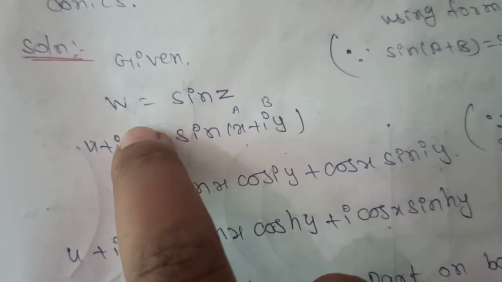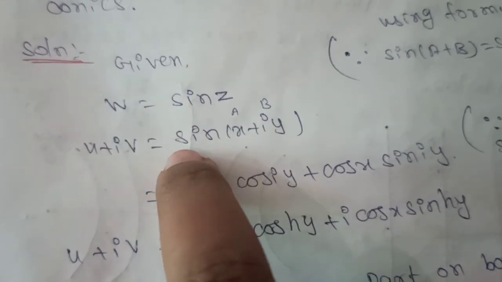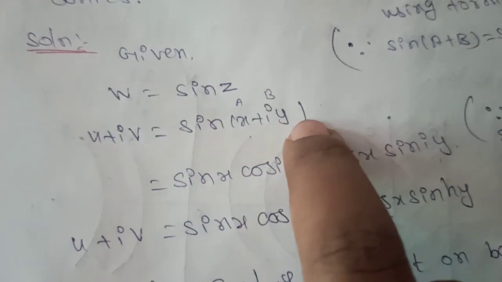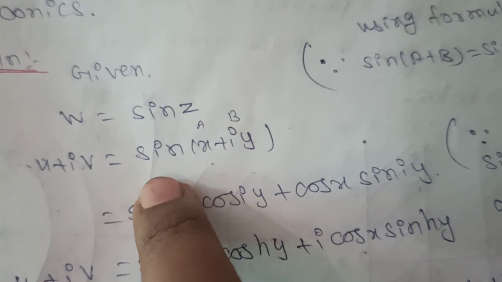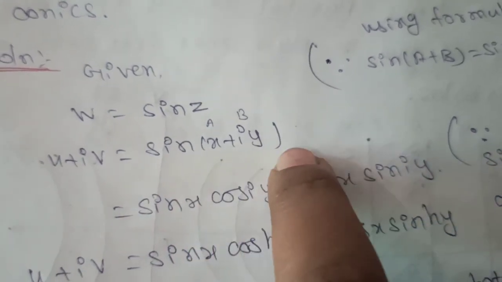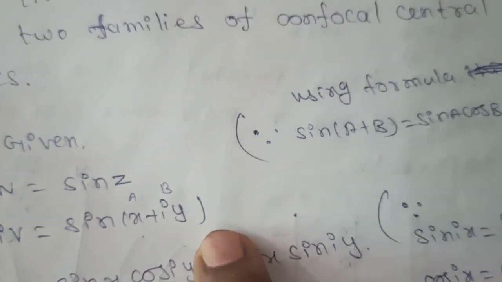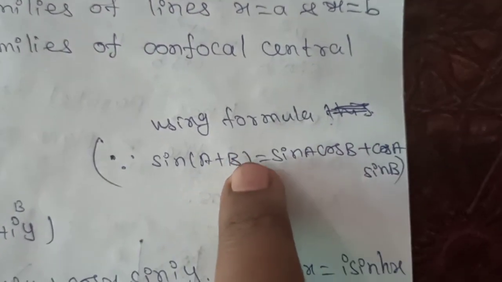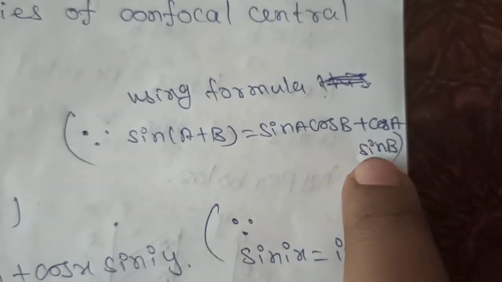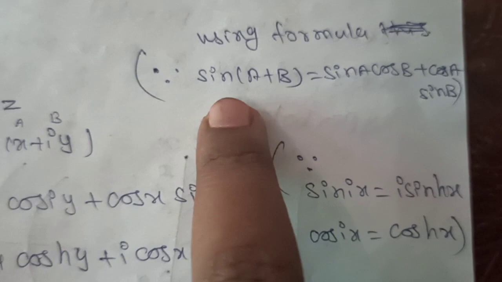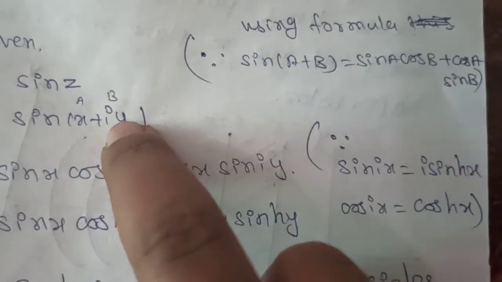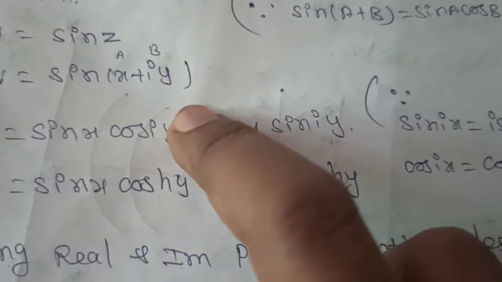The complex value of W is u plus iv, which is equal to sin of the complex value of Z, so we substitute x plus iy. The right side, sin of x plus iy, is based on the sin of a plus b formula. What is the sin of a plus b formula? Sin a cos b plus cos a sin b. So apply this formula: for a we substitute x, and for b we substitute iy.